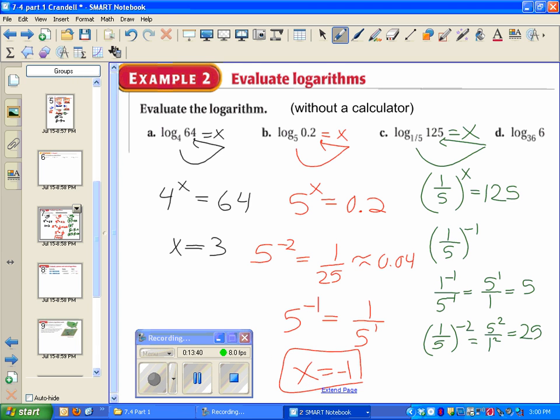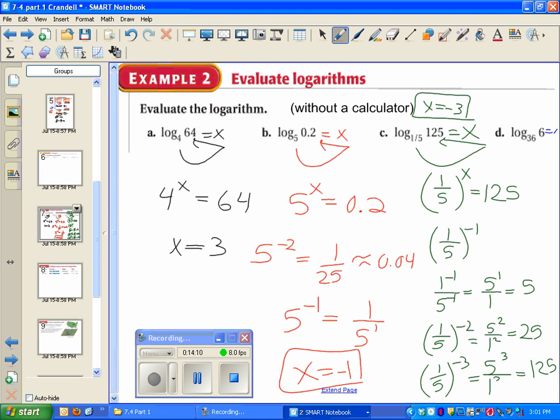So let's see, what could it be? All right, if you are yelling negative 3, you are correct. If I flip-flop it, make it positive 3, 5 to the positive 3 over 1 to the positive 3, I get 125. So my answer for this one is x equals negative 3. Good job.